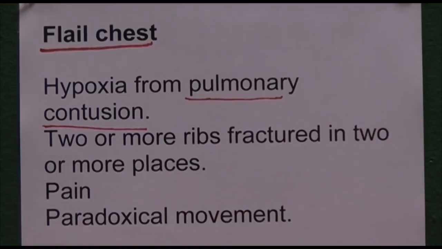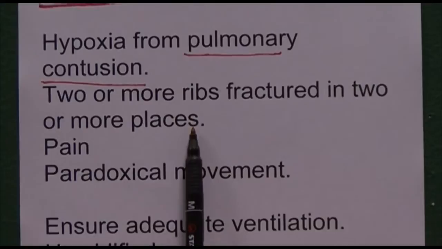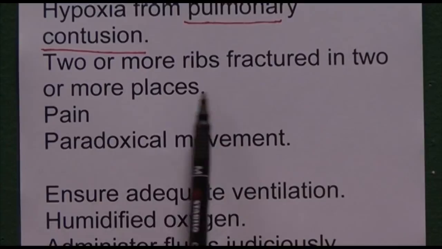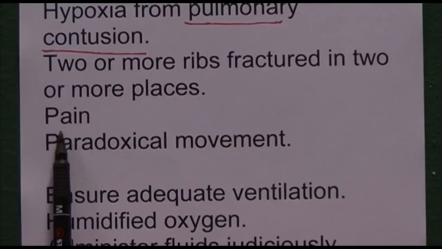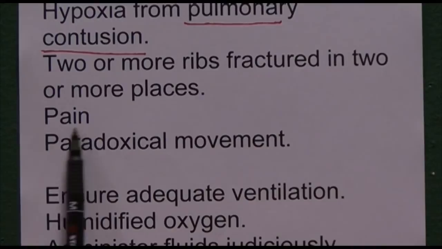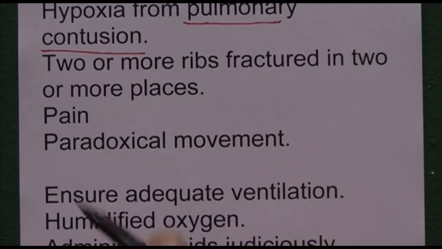So two or more ribs fractured in two or more places means there's going to be disruption of the chest wall movement. And this patient, if they're at all conscious, is going to be in an awful lot of pain because rib fractures are very painful. And the pain is significant, firstly because the patient is suffering, but the pain is also significant because the pain will inhibit chest wall movements, and that's going to make the hypoxia worse.